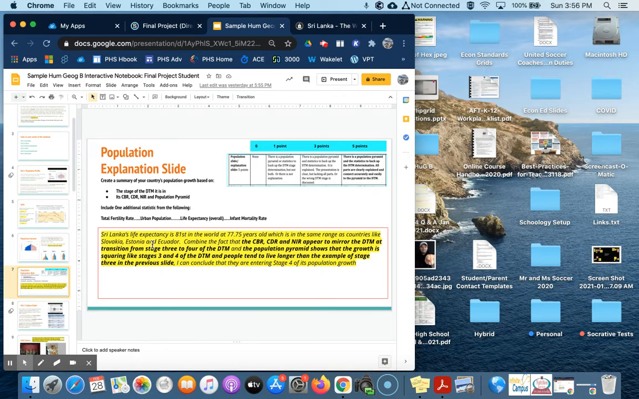So I quickly wrote in that Sri Lanka's life expectancy is 81st in the world at 77.75 years old, because you'll see it says include one additional statistic, and that came from the World Factbook. So you could look at total fertility rate, urban population, life expectancy, or infant mortality rate. It doesn't matter to me which one you choose. You just want to be able to incorporate it in your answer.